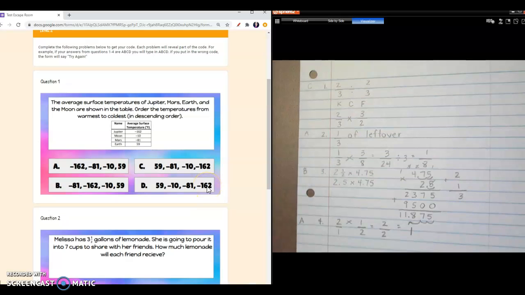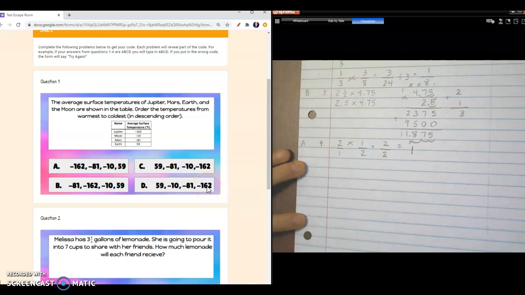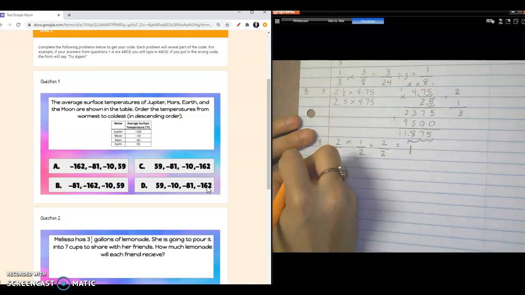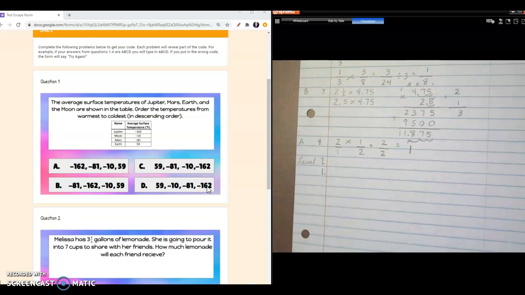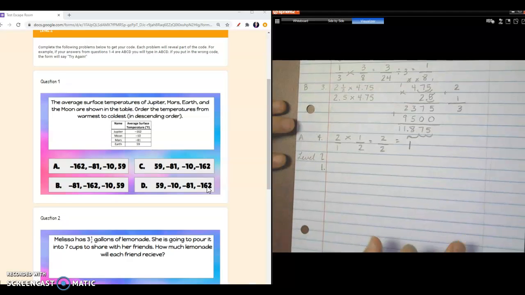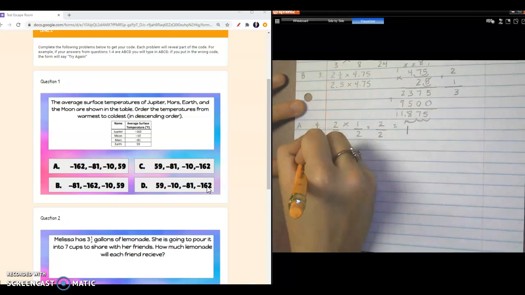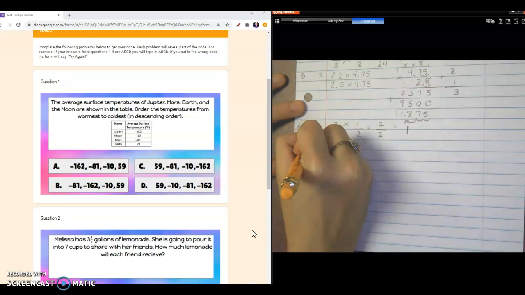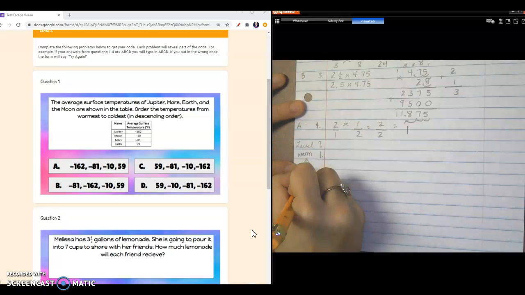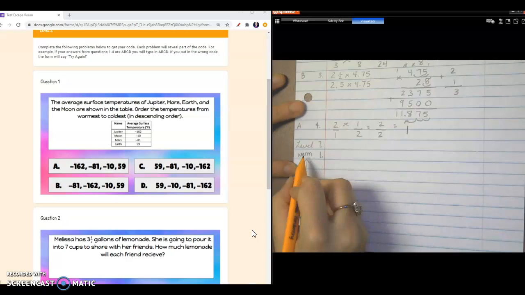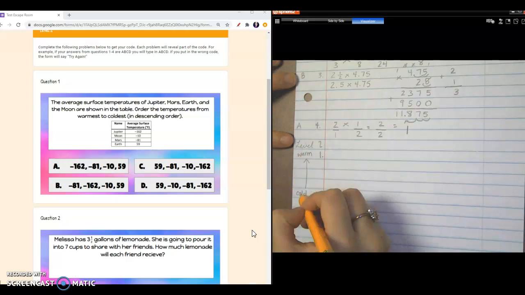Alright, now we're on to level 2, our last level. Question 1. Question 1 says, the average surface temperatures of Jupiter, Mars, Earth, and the Moon are shown in the table, or the temperatures from warmest to coldest. So remember, the warmest temperatures are on top, and the coldest are on the bottom. So the higher, the greater the number, the warmer the temperature. The lower or the least, the coldest it is.